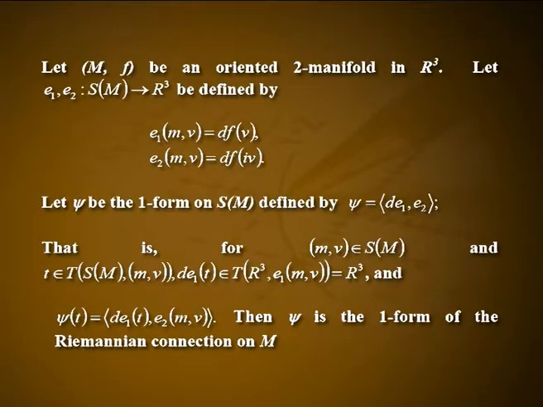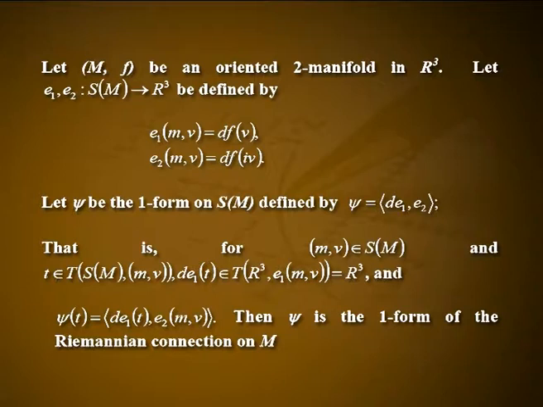Local geometry of embedded manifolds. In order to prove Gauss's theorem, we need an explicit description of the local geometry of embedded manifolds. Theorem 1. Let M, f be an oriented 2-manifold in R3. Let E1, E2 from S(M) to R3 be defined by E1(m,v) = df(v) and E2(m,v) = df(iv).